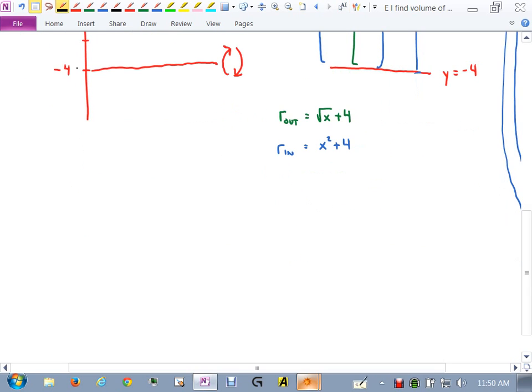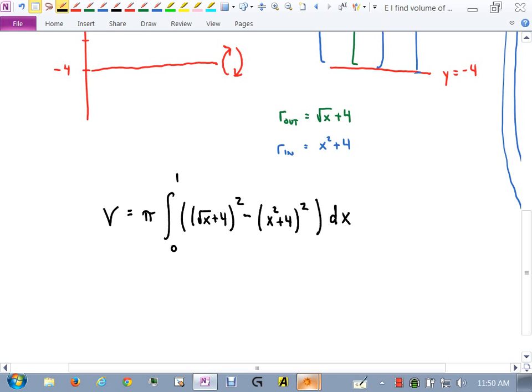Okay, so the volume will be pi integral where to where? 0 to 1. Okay, outer function squared: square root of x plus 4, squared, minus x squared plus 4, squared, dx.